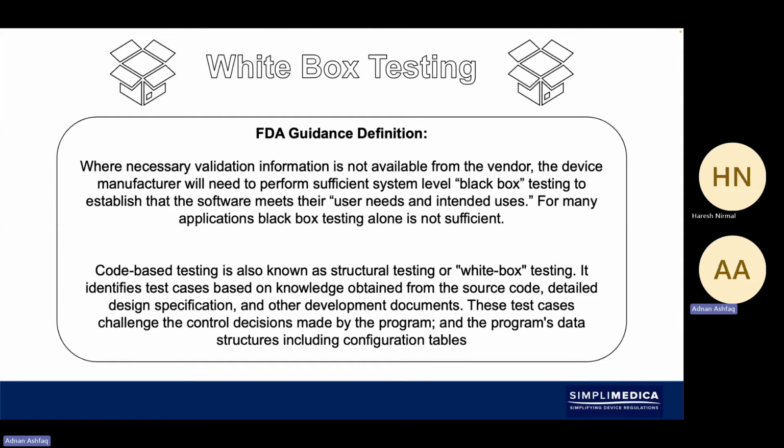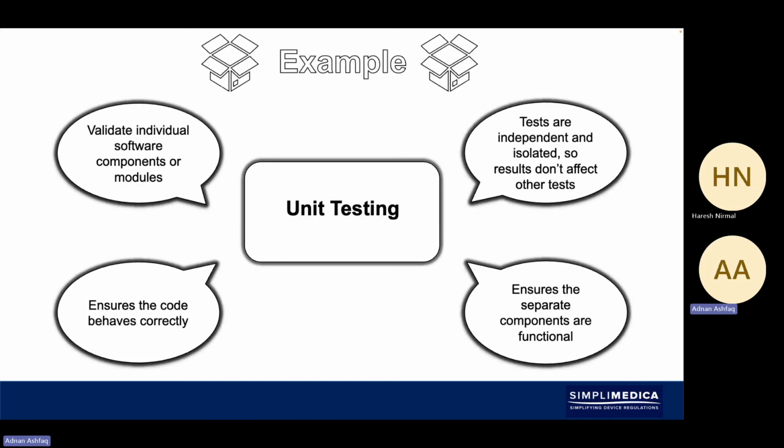In terms of definitions, the FDA defines black box testing for where necessary validation information is not available from the vendor, and you would look at using these in intended use. For white box, you would have code-based testing, known as structural testing. It's identifying test cases based on knowledge obtained from the source code, detailed design specification, and other development documents, making sure that the testing has been completed, and then also debugging and fixing any source code errors.